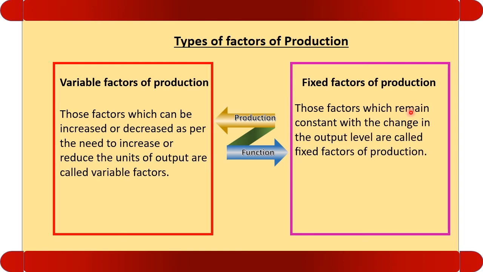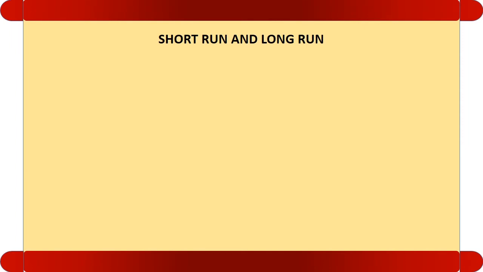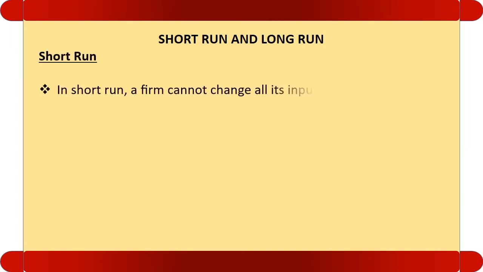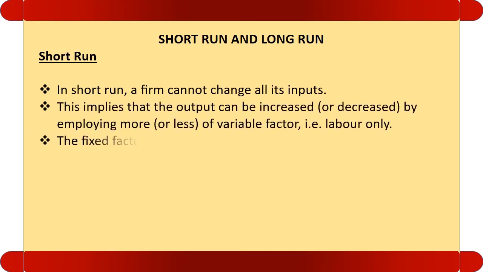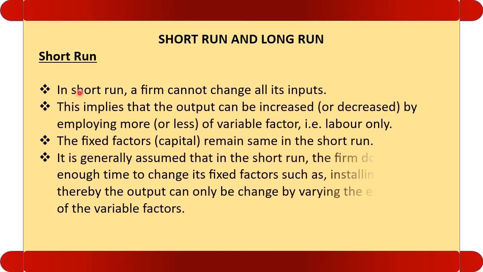These are those factors of the production which remain constant irrespective of the level of output. Example, rent, salary of the permanent labor, etc. While doing the production, we do the production for the longer period, and at the same time we also do the production for the shorter period. The question is, what is long run and what is short run first?